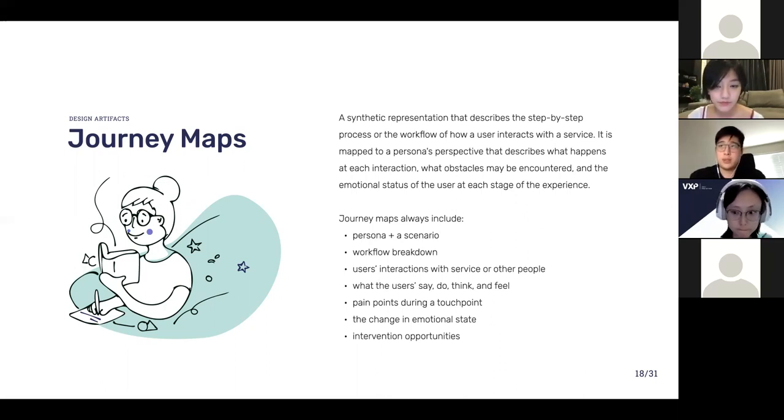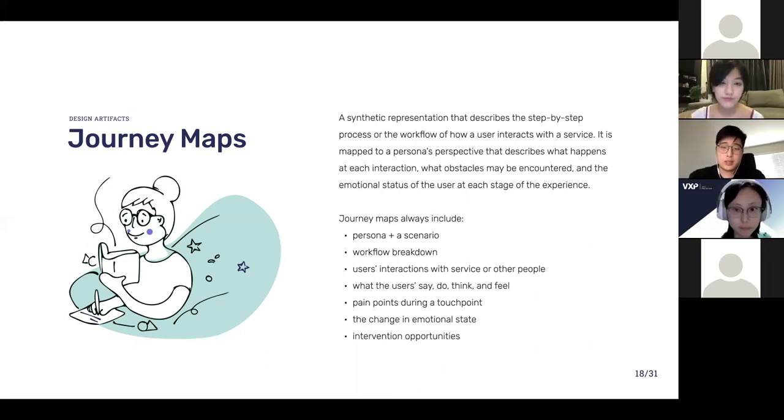So with journey maps, we can see the obstacles they encounter and begin considering intervention opportunities and how they might react to it. Touch points, for those of you who don't know, are major interactions, either physically, digitally, or socially. So who they're interacting with and how they're interacting. In a journey map, we always want to include the persona and the scenario.